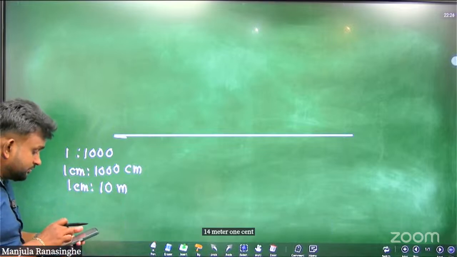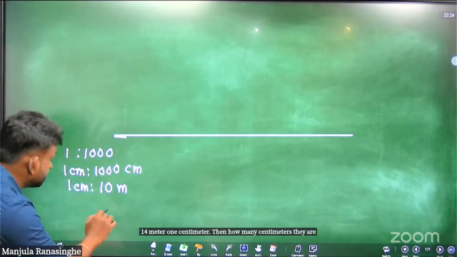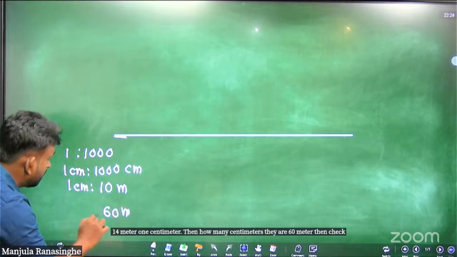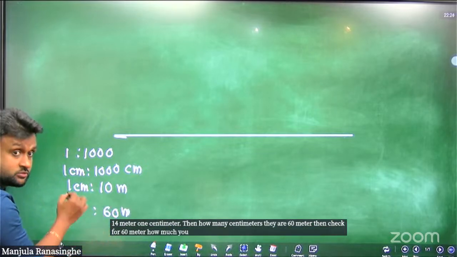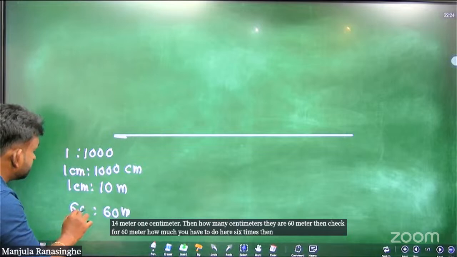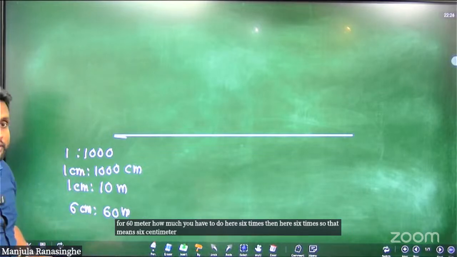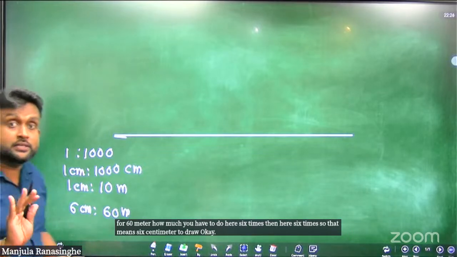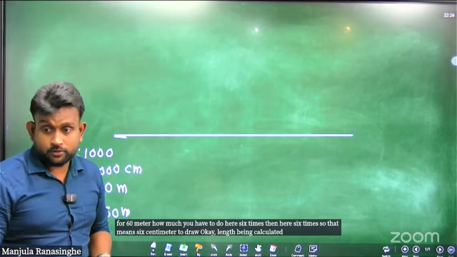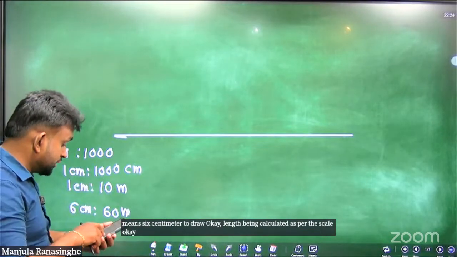Then how many centimeters there? For 60 meter, you have to do it 6 times here, then 6 times there. So that means 6 centimeter to draw. Okay, the length is calculated as per the scale. Okay, now then check the answer.